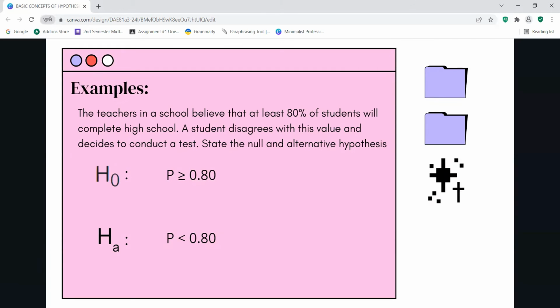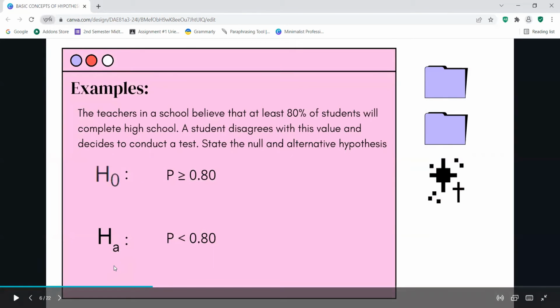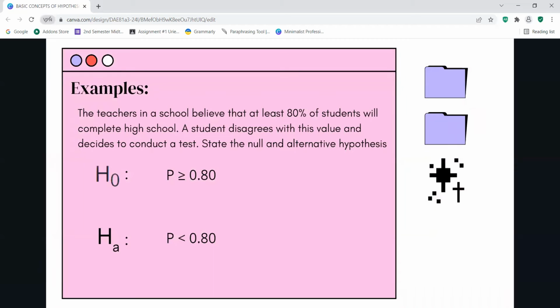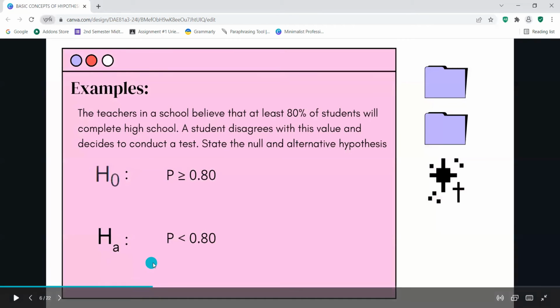So at least 80 means it could be 80% or more, so the proportion is going to be greater than or equal to 0.80, which is the decimal equivalent of 80%. For our H sub A, the students disagree with this value. It means that the students believe it is less than 80%, so for our alternative hypothesis, the proportion is going to be less than 0.80.